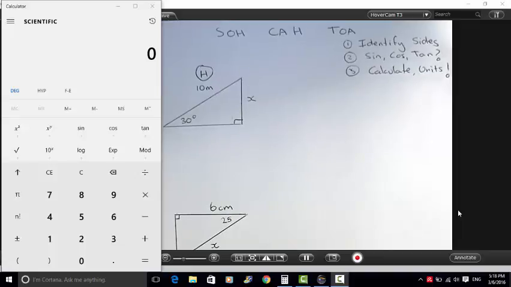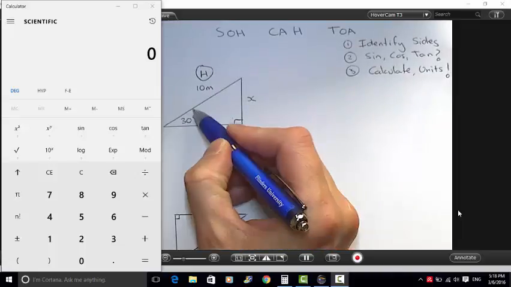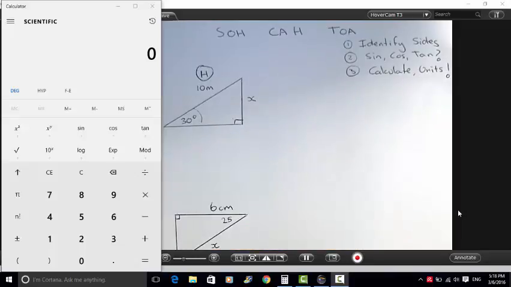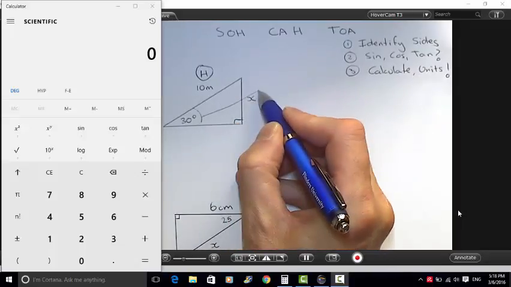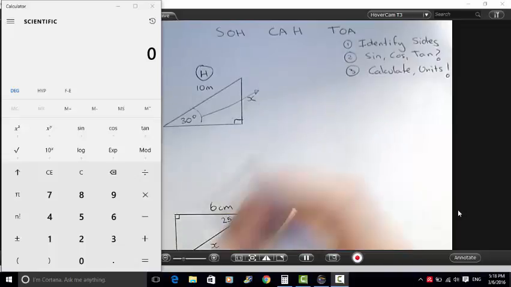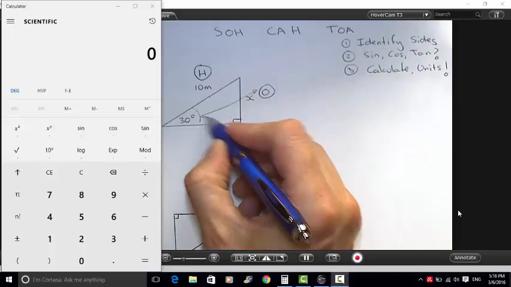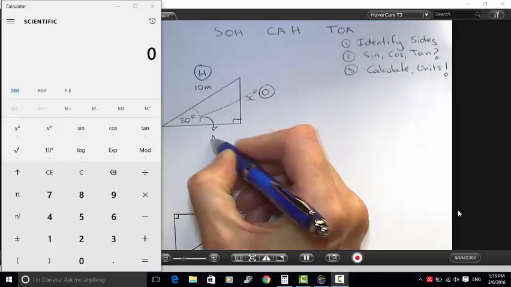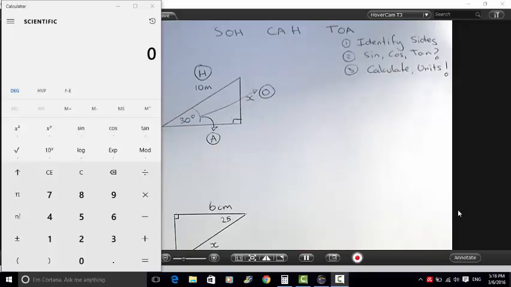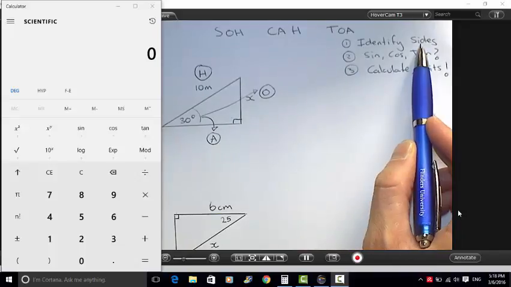The next two sides depend on where the angle is. So here's the angle here. So if we come out to the side opposite the angle, we just call that the opposite side. And the last side is what we call the adjacent side. Okay, so we've identified the three sides.